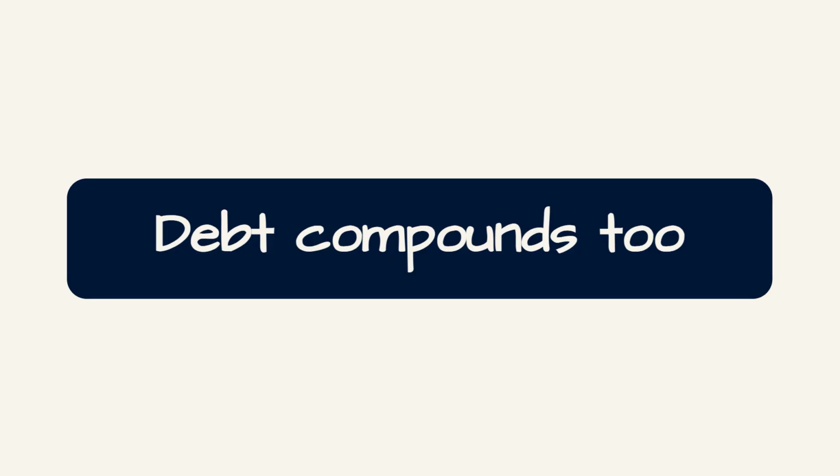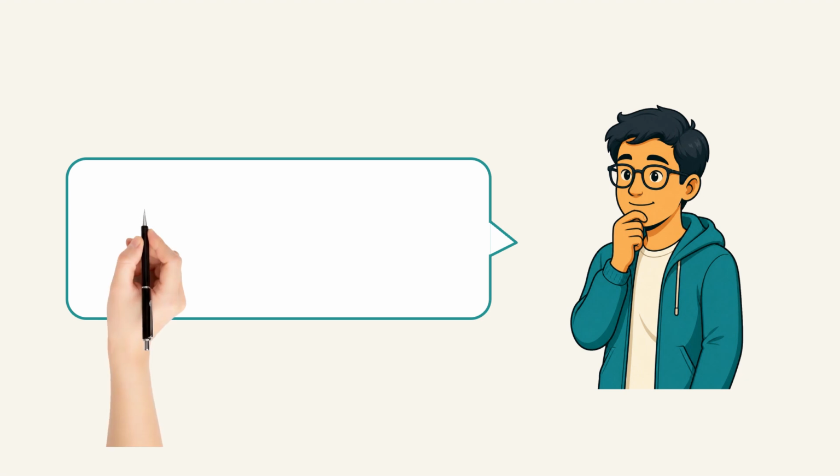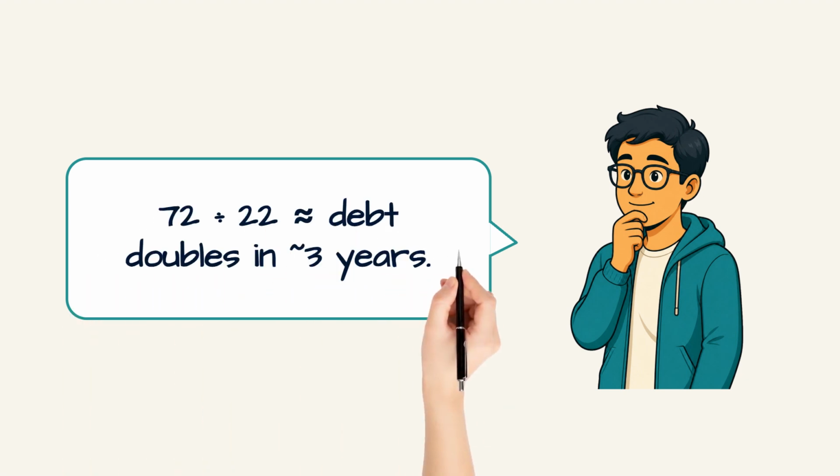The exact same math runs in reverse when you owe money, and it's brutal. Carry a balance on a card at 22%, and compounding now works against you. The interest you don't pay gets added, and next month you're charged interest on that too. Run the rule of 72 on it. 72 divided by 22 is about 3. Left unpaid, that debt can double in roughly 3 years.